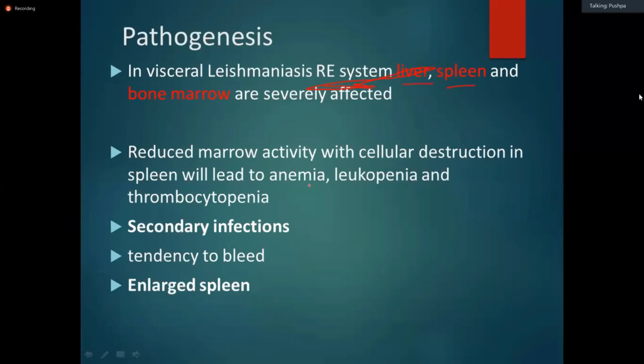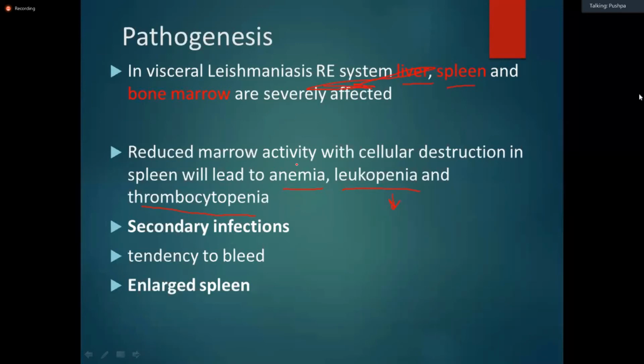There is reduced bone marrow activity and cellular destruction in the spleen, because all the cells that are infected are sequestered in the spleen. So there will be destruction of RBCs and destruction of platelets. So there is anemia, leukopenia, and thrombocytopenia. Each one of these means that there is a decreased number of RBCs, a decreased number of WBCs, and thrombocytopenia is a decreased number of platelets.